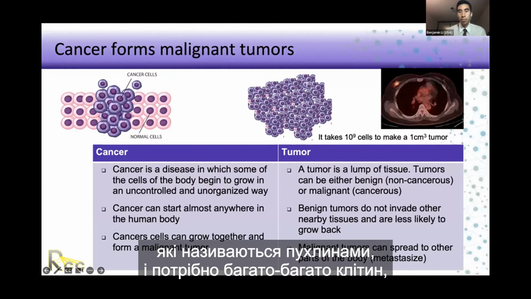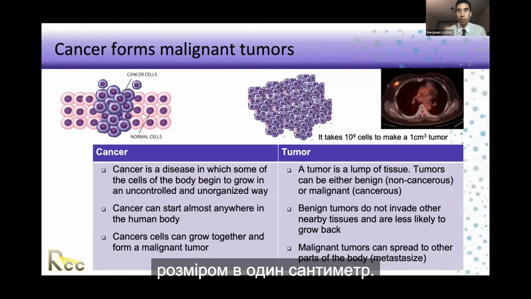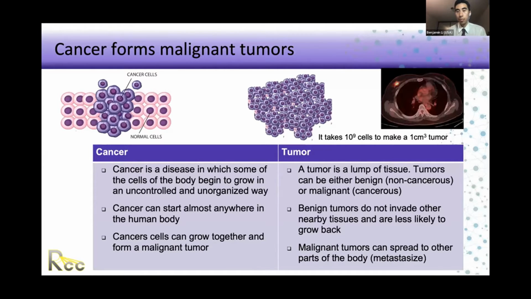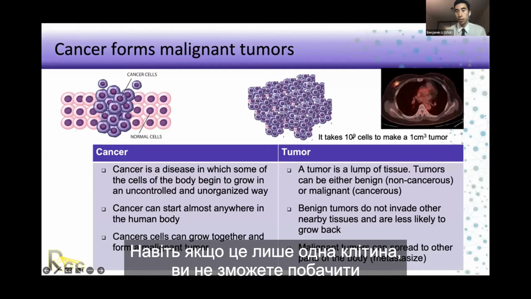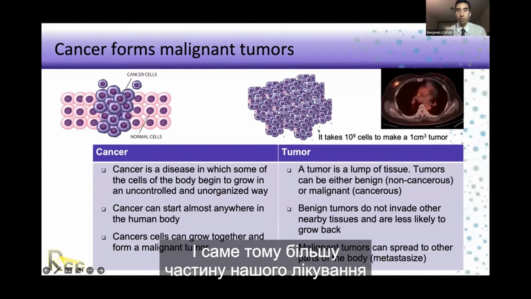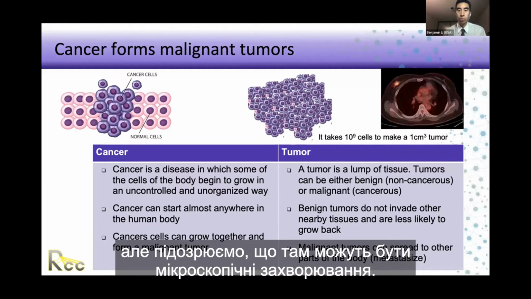And it takes many, many cells, actually 10 to the 9 cells, before you can see a tumor that's 1 centimeter in size. So when there's cancer, there's a risk that there could be microscopic disease. Even if it's just 1 cell, you wouldn't be able to see it on a CT scan. And that's why a lot of our treatment, we're treating areas where we don't see any disease, but where we suspect there could be microscopic disease.